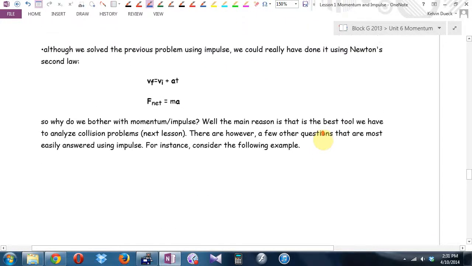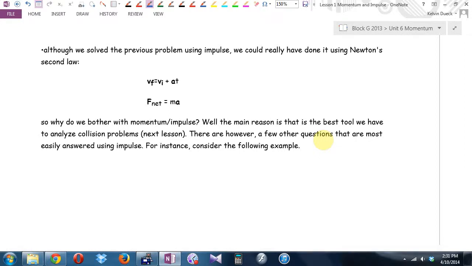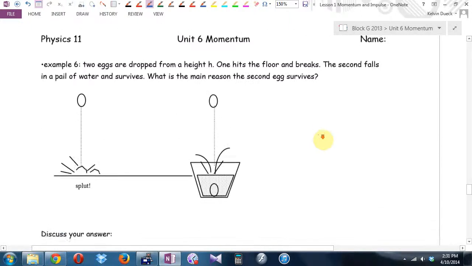Although we solved the previous problem using impulse, we really could have done it using Newton's second law. We could have actually gone, I know V final, I know V initial, I know time from part C, I can find A. And then now that I know A, I could go F equals MA. Why didn't we? Well, the main reason is, first of all, momentum is a very good tool for analyzing collisions. But it can also explain some other situations. Consider the following.